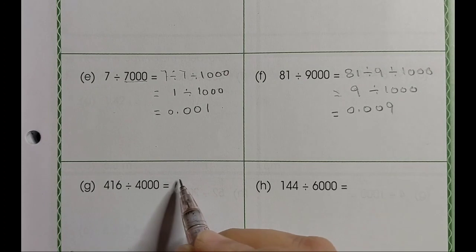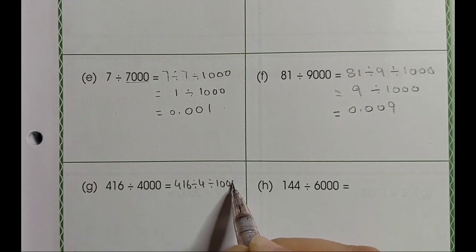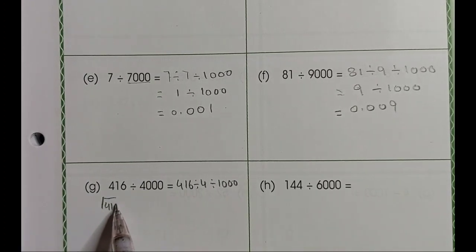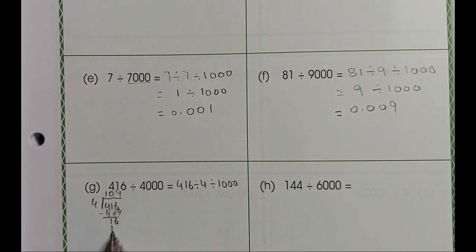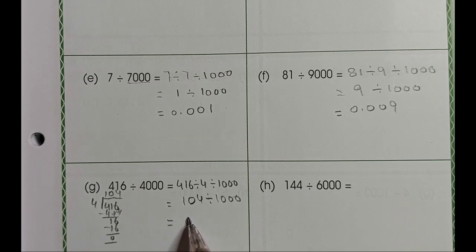Okay. Part G is 416 divided by 4000. So 416 divided by 4 divided by 1000. When we divide 416 by 4, 4 ones are 4. Okay, 1 carry down. It is smaller than 4, so we will put 0 here. Then again carry down 6. 4 4s are 16. So it will become 104 divided by 1000. So how many decimal places do we have to move? 3. It will become 0.104.